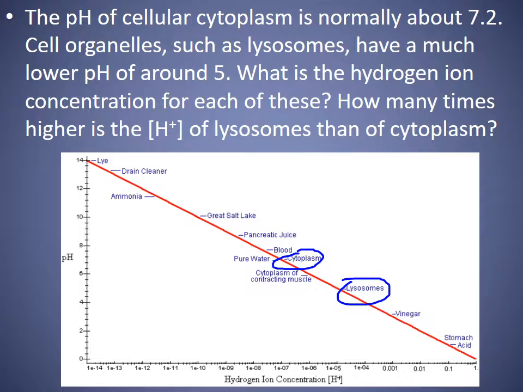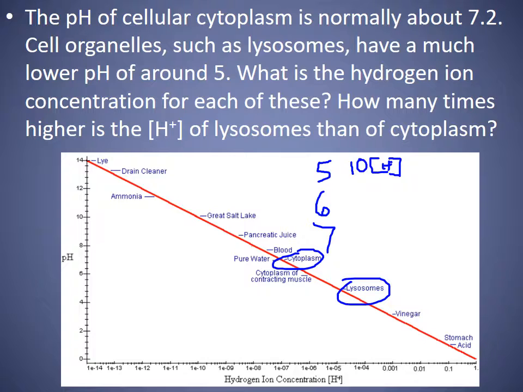So how many times higher is the hydrogen concentration of lysosomes than cytoplasm? Well, whenever something moves in pH up a value, so let's go pH of 5, and then pH of 6, pH of 5 is 10 times more concentrated of hydrogen ions than pH of 6.